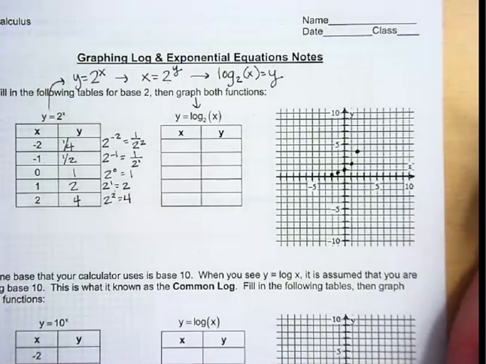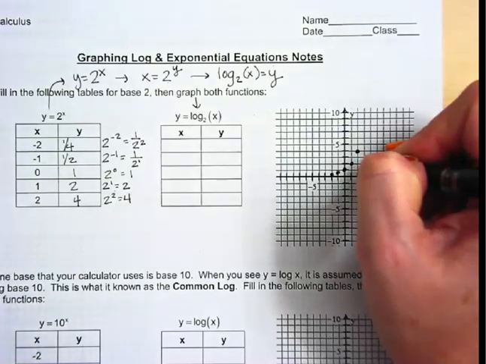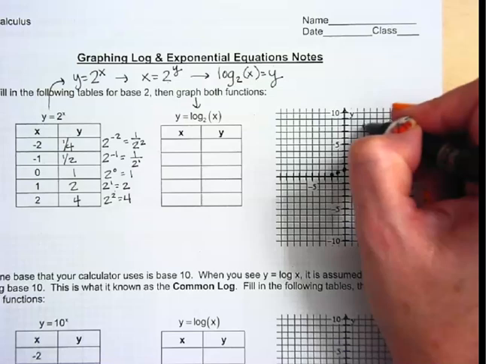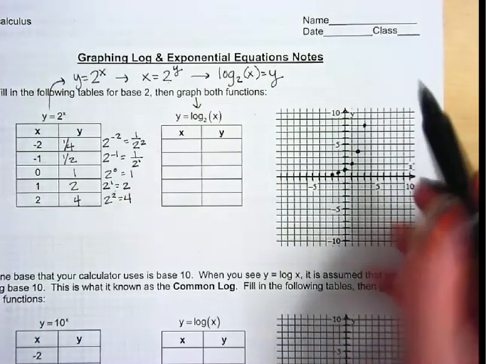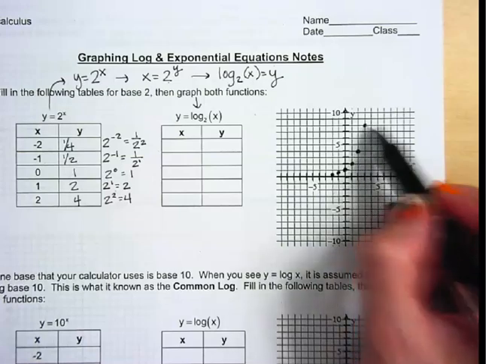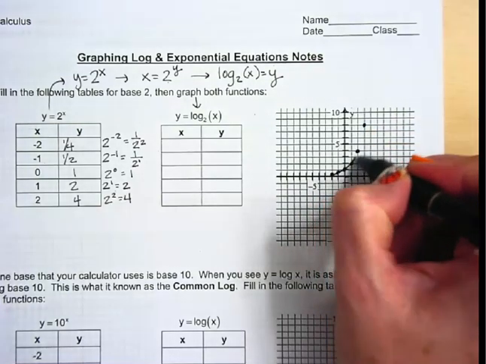I'm also going to put 3 in just to talk about something. If I put 3 in, I get 2 cubed, which is 8. So I want you to notice how the first few points were really close together, and as x starts to get bigger, the points spread out further and further and further. This is something that we call exponential growth.